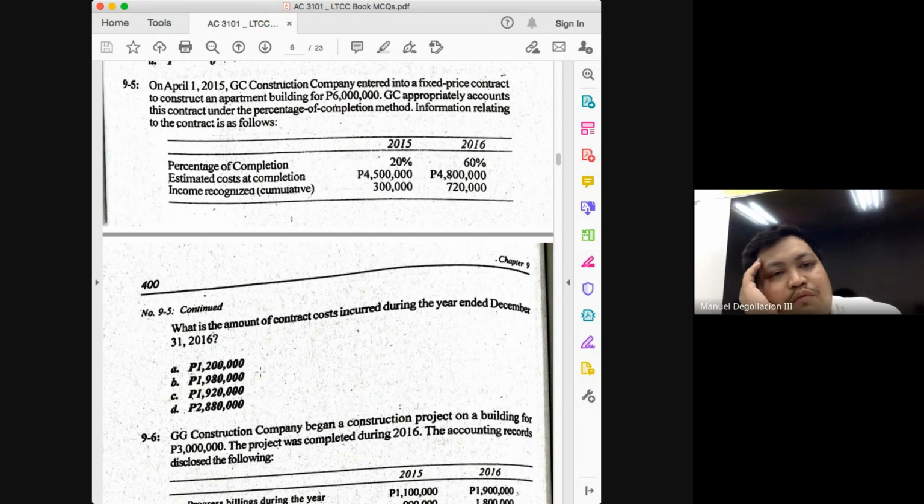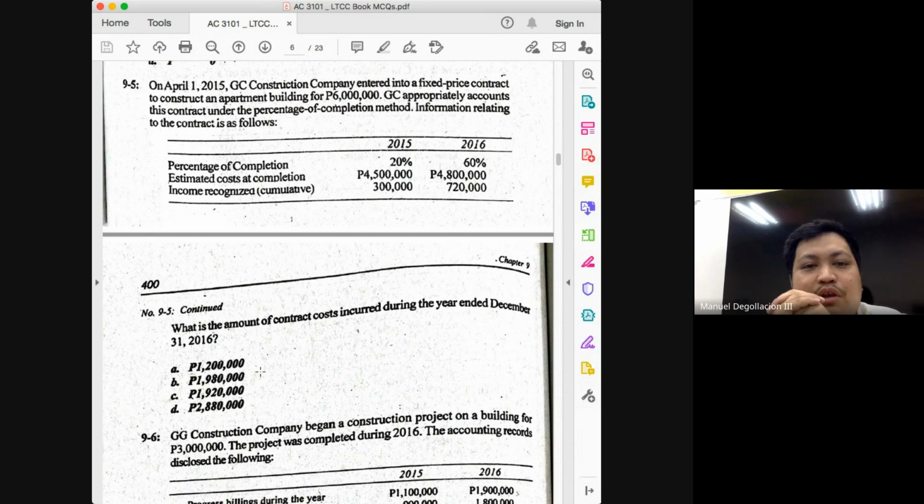On April 1, 2015, the company entered into a fixed price contract. The 6 million here is our contract price. Percentage of completion method is used, the information given below. We are looking for 2016. Okay, because if the percentage of completion is 20%, how much then have we incurred? How much then is our cost incurred to date in 2015?